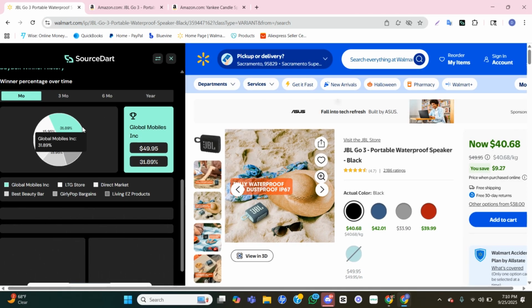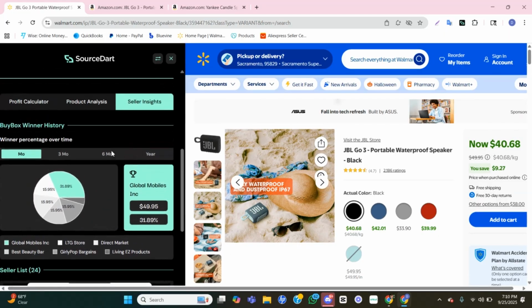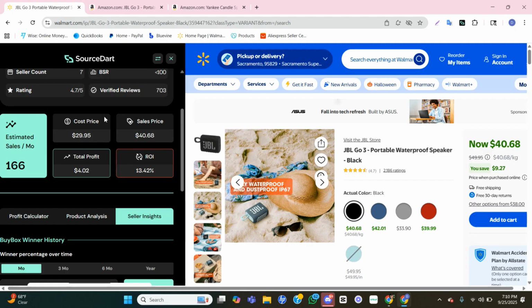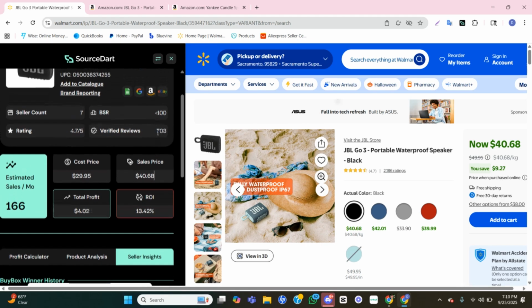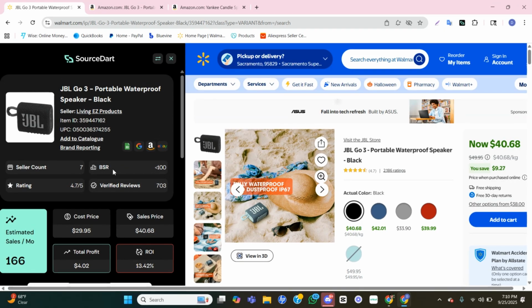In the sellers insight, we can see who is getting all the buy box. This one is Walmart, and Walmart only gets 31%, meaning other sellers are getting the sales also. So I can say this is a good product to sell. The estimated sales per month is 166. So we already have one product that we can sell. The BSR is less than 100, and the lower the BSR, the better. Right now there are 7 sellers selling this product.